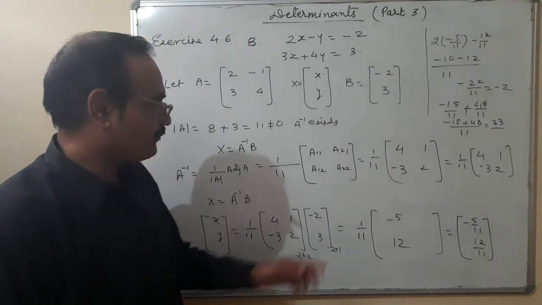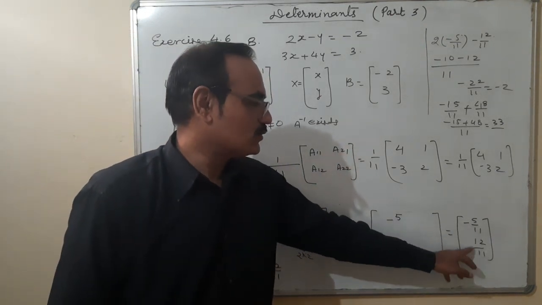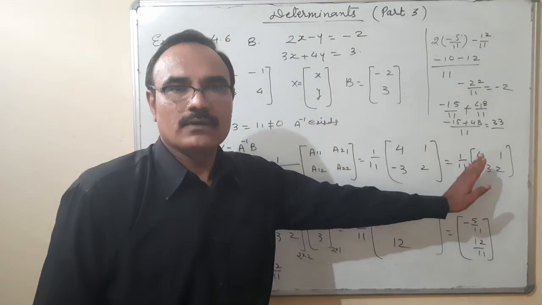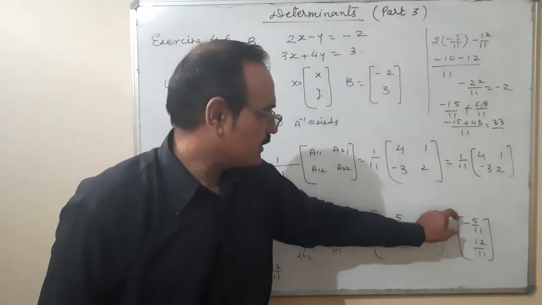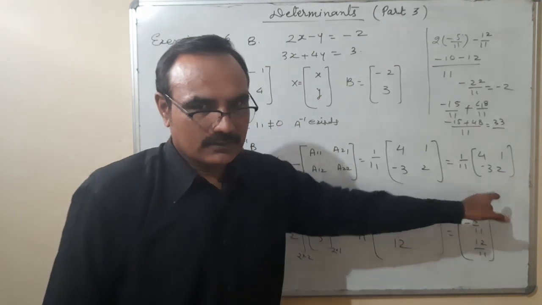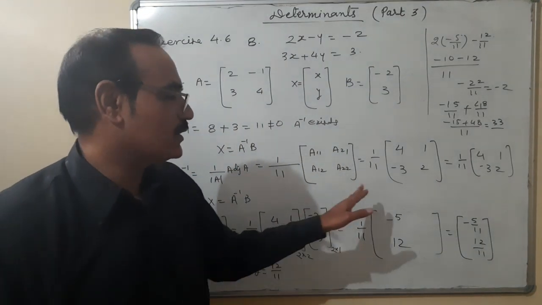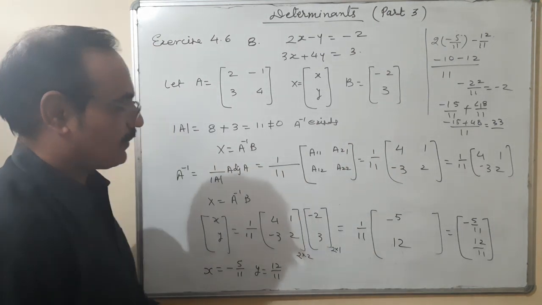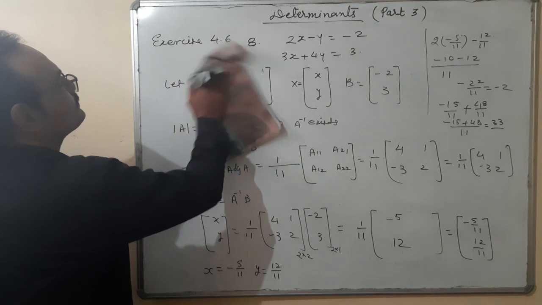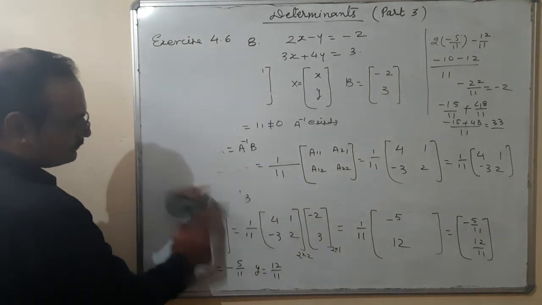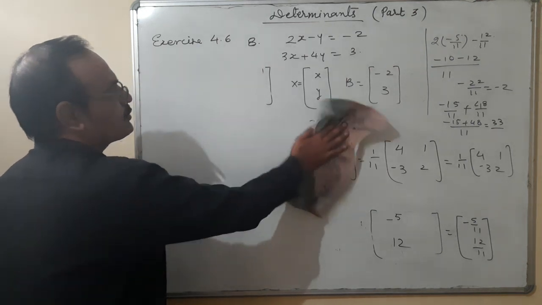I think in my previous solution I have written these 2 rows in the form of 2 columns. Sorry, in the previous question, they are coming in the form of 2 cross 1. There are 2 rows and 1 column. Okay. So this is a question in which we are finding the values of x and y.